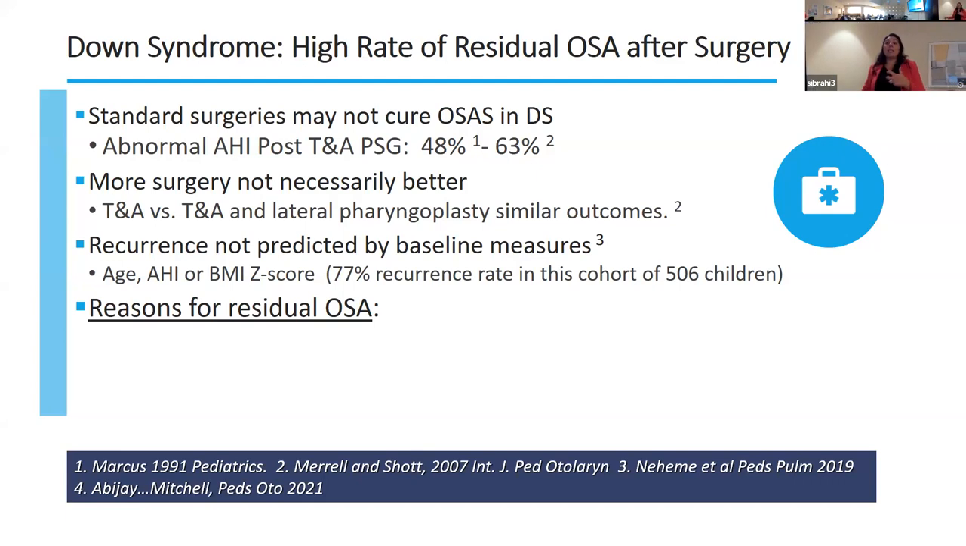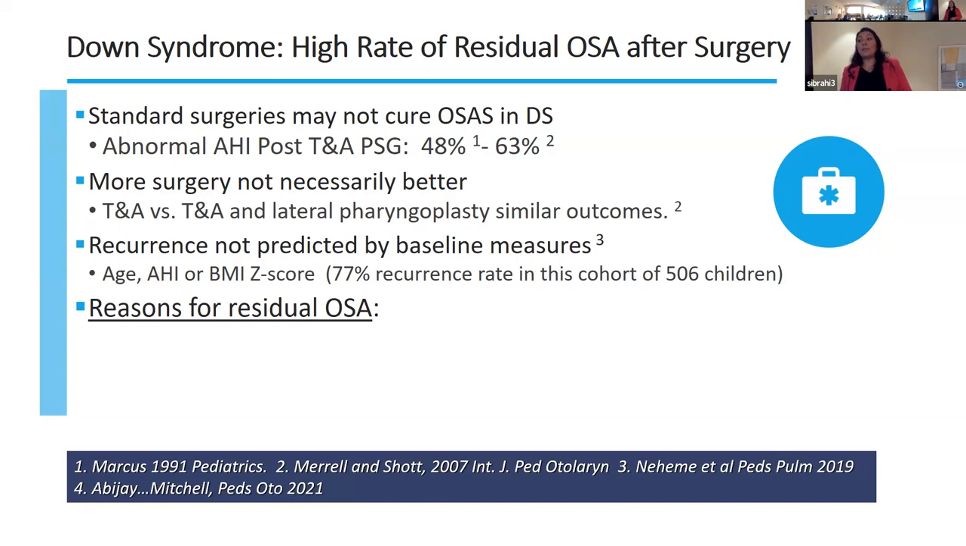So if I do a TNA and then a pharyngoplasty, similar outcomes. But there probably needs to be some more surgical literature on TNA plus some other things potentially, because there are some other outcomes in some of these other tongue-based procedures. Recurrence is really not predicted by any baseline measure. So here we go again, BMI doesn't predict, AHI doesn't predict, and age, at least in the younger population, doesn't predict, though it does in the older population.